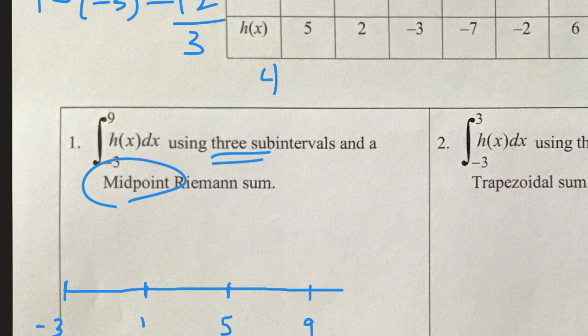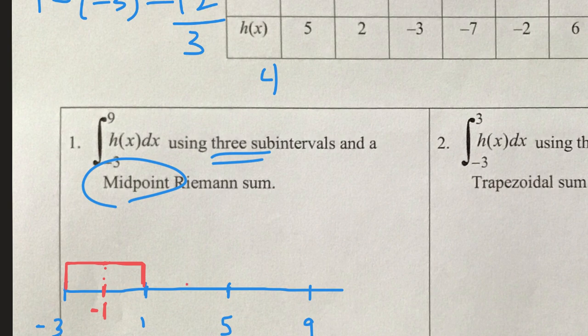Now we need to use the midpoint. So what is the x value that's the midpoint of -3 and 1? What's the middle of -3 and +1? -1. So look at our table. What's the y value for -1? 2. So we're going to go up 2 units, and we're going to make our rectangle. That is the midpoint Riemann sum, the first rectangle of our area under the curve. And then we move over.